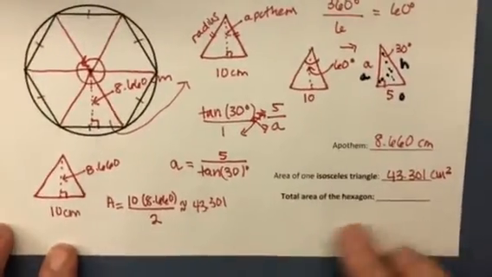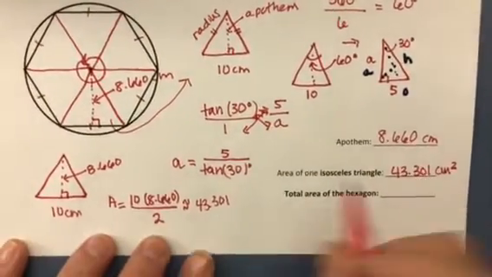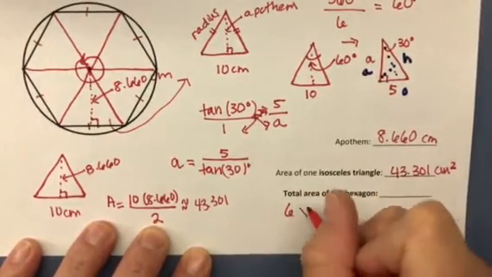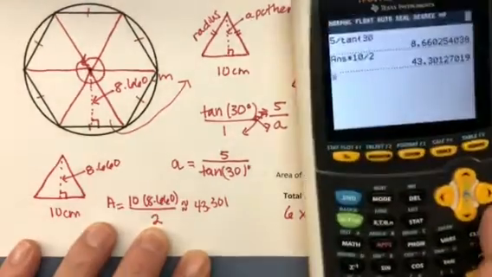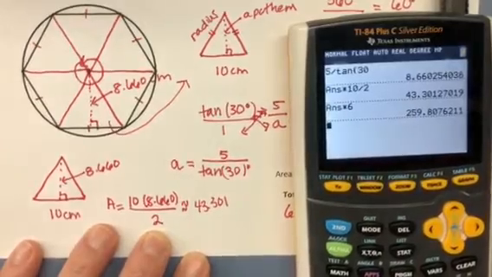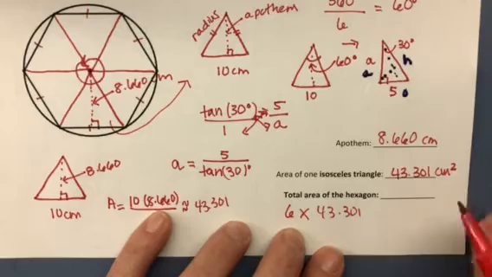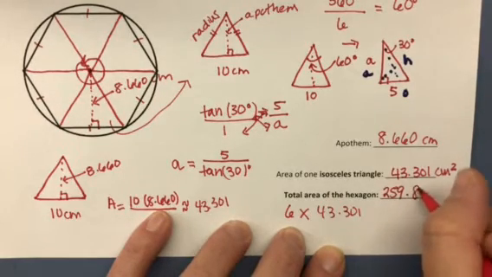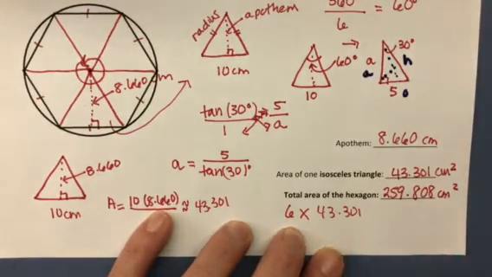Oops, sorry. And then the last thing is to just multiply that by the number of triangles. Since there were 6 isosceles triangles in the hexagon, I'm going to do 6 times 43.301. The most precise way to do that is to leave that number in your calculator, hit times 6. So the approximate area of our hexagon is 259.808 if we round, centimeters squared.